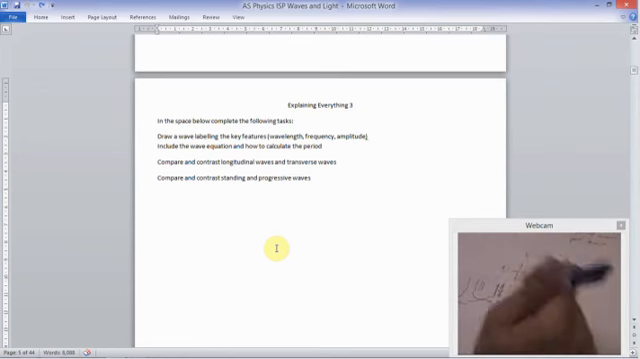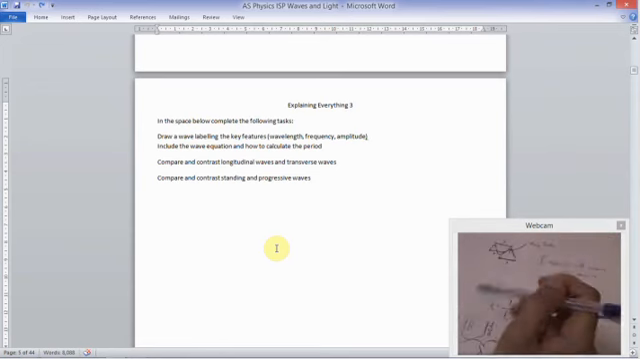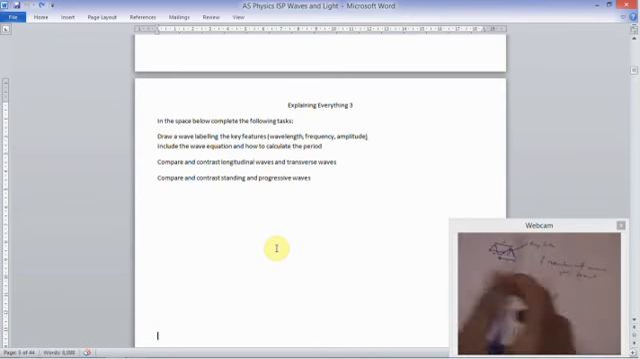Longitudinal is known as a mechanical wave. Sound waves are longitudinal. Electromagnetic waves, light and all those are transverse. They're the main waves they talk about. Right. Final bit. Compare and contrast standing and progressive waves.